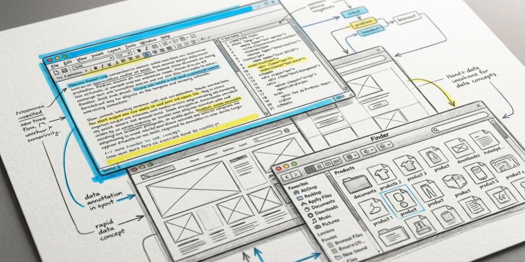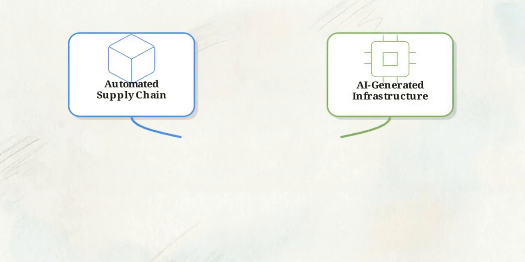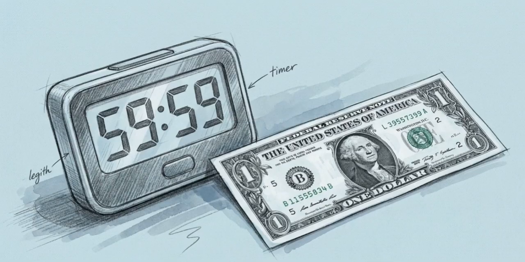Managing a digital storefront involves writing descriptions, designing layouts, and importing photos. AI tools can now automate these technical tasks, allowing a single person to manage the design work once reserved for dedicated web developers. Combining an automated supply chain with AI-generated infrastructure brings the initial technical requirements and startup capital down to under an hour and less than $1.